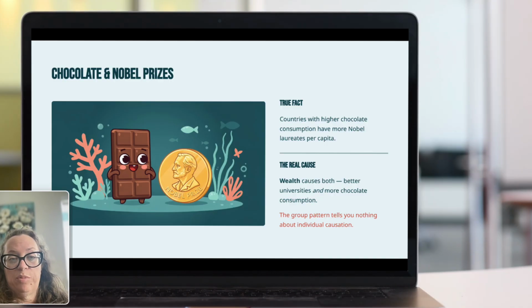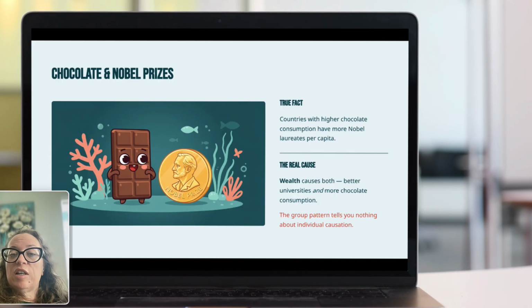Here's an example from the 1970s. This is true. UC Berkeley was accused of gender discrimination in graduate admissions, and the evidence was really damning. The overall admission rates: 44% of male applicants were admitted, and only 35% of female applicants were admitted. That's a 9 percentage point gap. So it looked like clear discrimination against women. Lawyers got involved. Berkeley was facing some serious legal consequences.